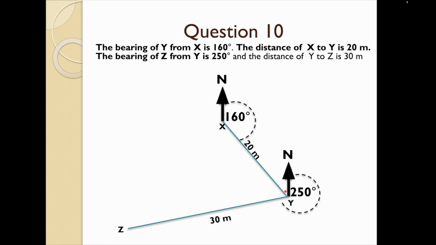Now, this is where it starts to get interesting. We now have to do the bearing of Z from Y, which is 250. So from Y, we're trying to get to Z, so we have to do an angle here, 250. Here again, we write a new north line, and then we turn the angle 250 clockwise. Boom. Z is down here, 30 meters. Does that make sense? Yeah.